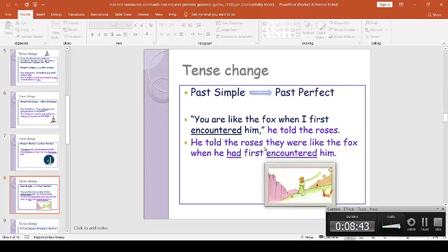Past simple. Concentrate on this part, please. We have here the past simple. Change it into past perfect. "You are like the fox when I first encountered him." He told the roses. Here he told the roses. They were like the fox when he had first encountered him. Here encountered is in the past simple. Okay, and we change it into past perfect: had encountered him.